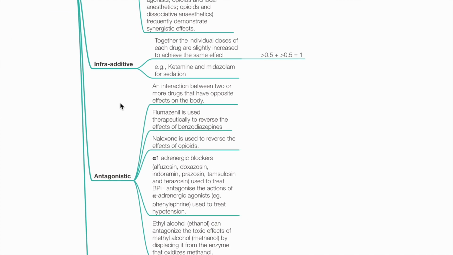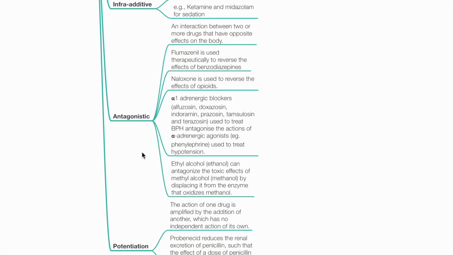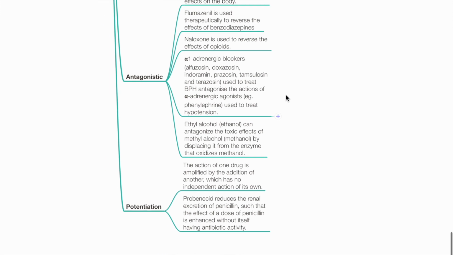Infra-additive. In this drug interaction, together the individual doses of each drug are slightly increased to achieve the same effect, such as ketamine and midazolam for sedation. Antagonistic drug interaction occurs between two or more drugs that have opposite effects on the body, such as flumazenil reversing the effects of benzodiazepines, naloxone reversing the effects of opioids, alpha-1 blockers reversing the effects of alpha agonists, and ethanol antagonizing the toxic effects of methanol.